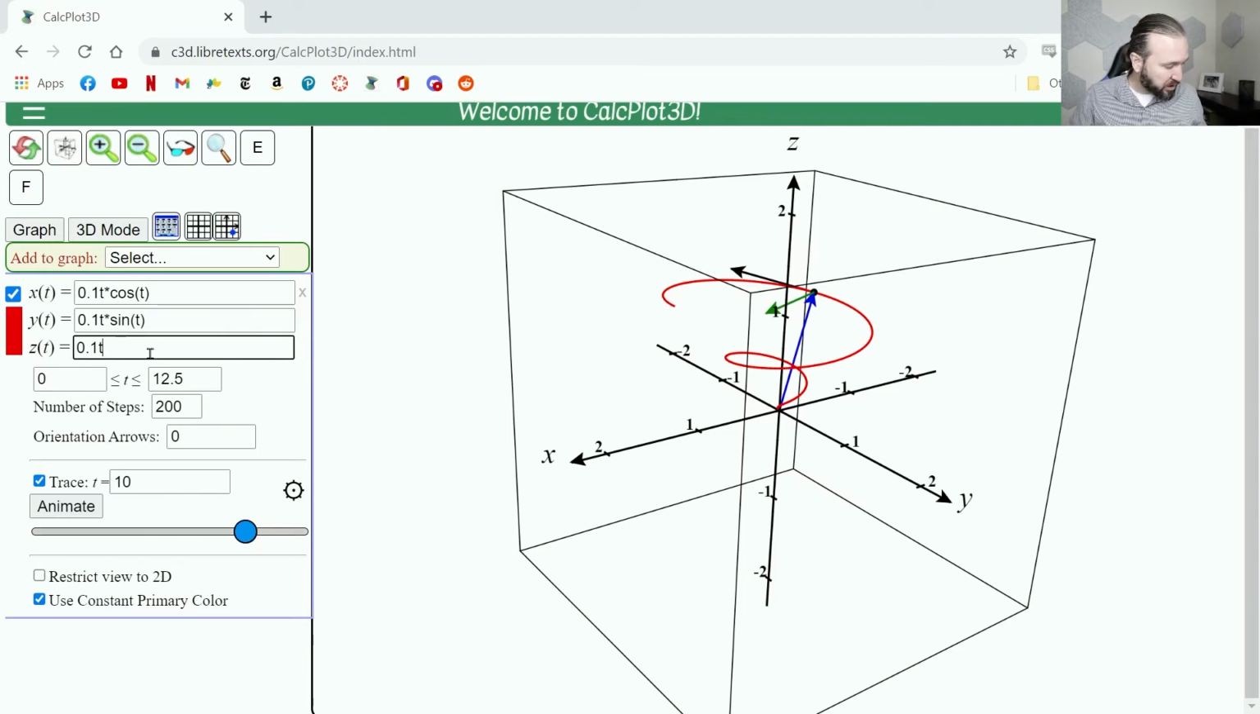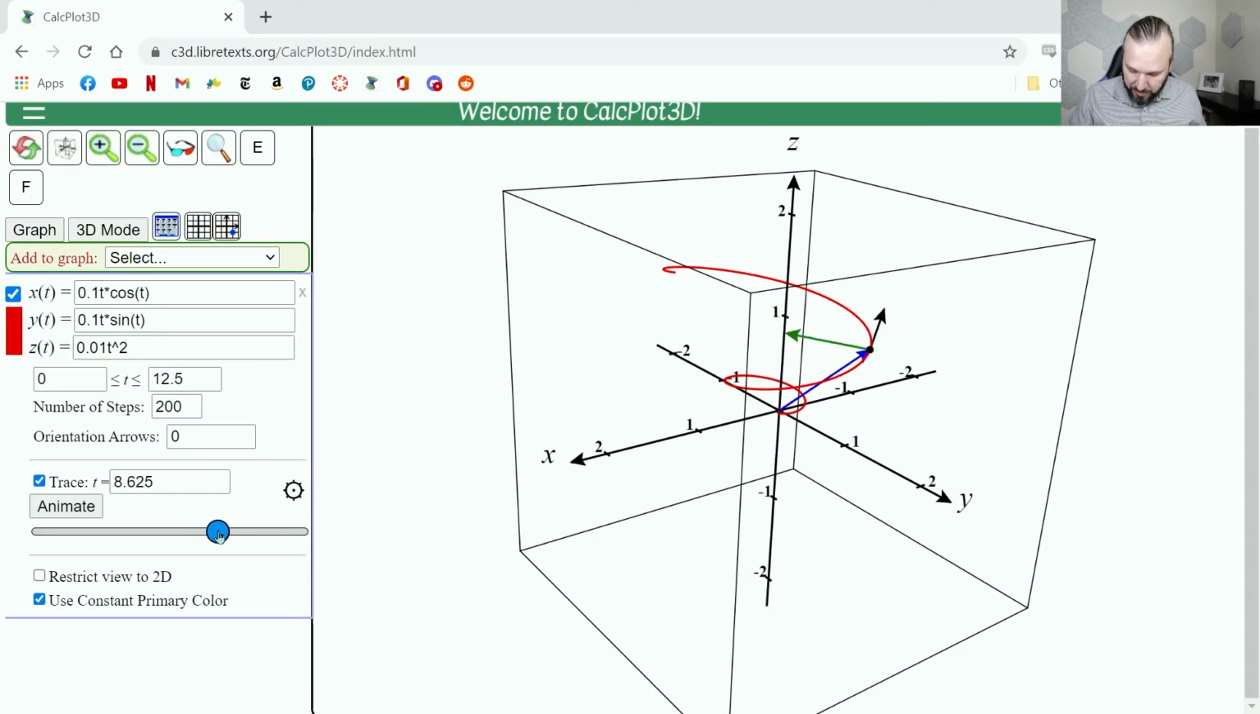I think if I changed this to squared, is this going to make it go out of the top of the graph? It is. Maybe I'll make this 0.01. Okay, now we're back here. So now this green arrow should also be pointing up a little bit, because now I've made the particle go faster and faster and faster in the z direction. So this is what's going on with this.